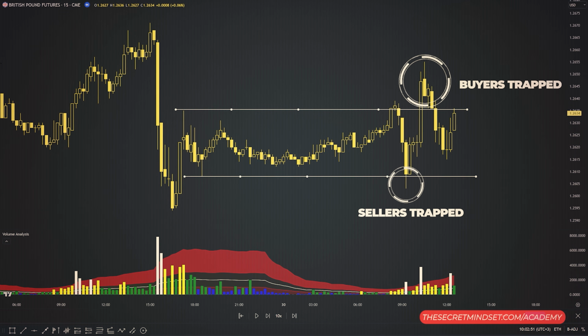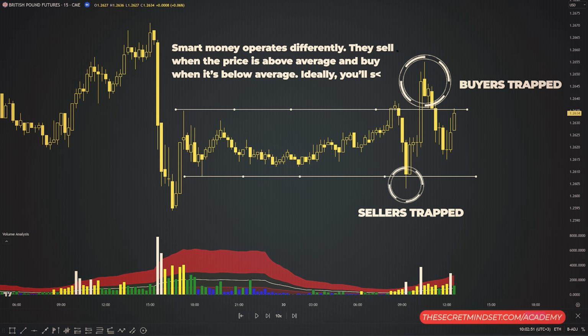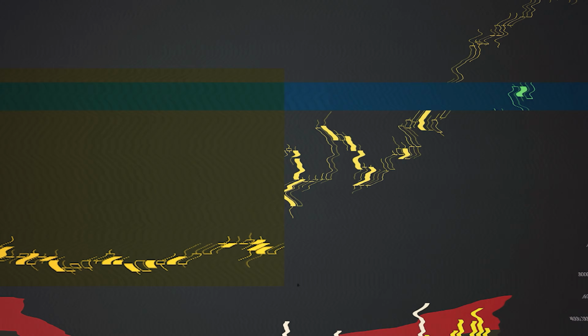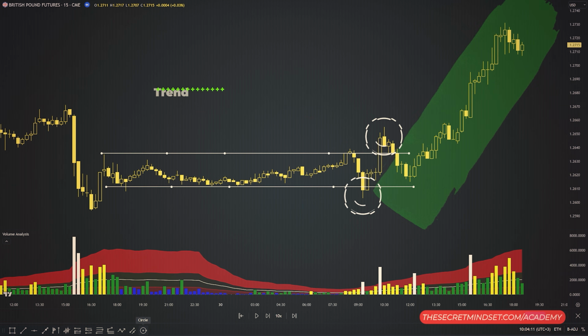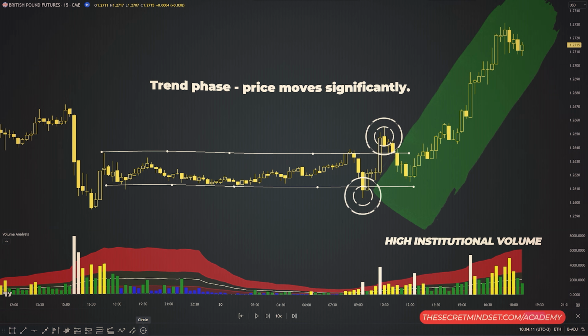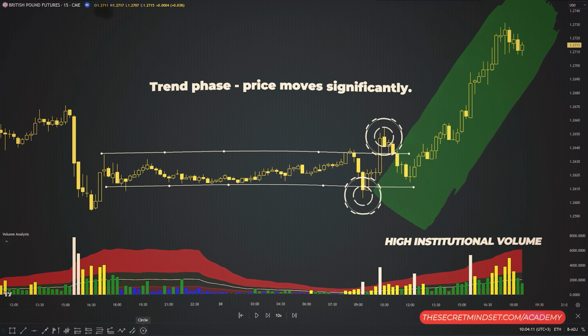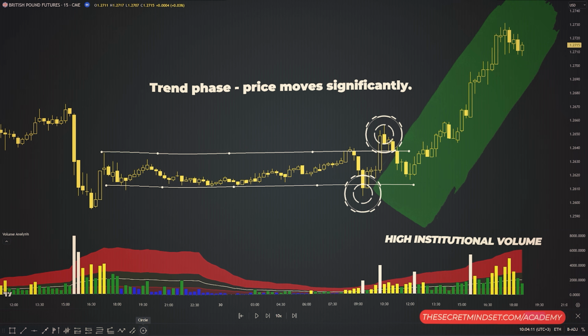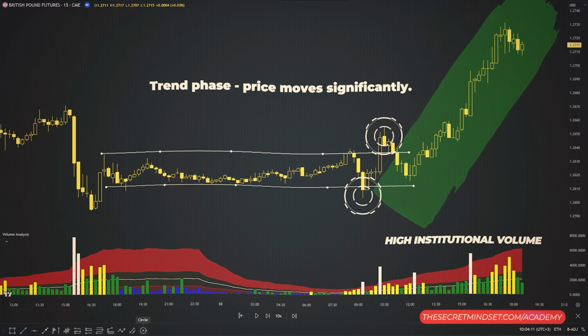However, what they fail to understand is that smart money operates differently. They sell when the price is above average and buy when it's below average. If you look at the volume at the time of the fake breakouts, you'll see that it's low. Lastly, we have the trend phase, where we see the price move significantly, and you'll notice a volume increase during this phase. You cannot control when or how these phases occur, but if you try to understand them, you can improve your trading approach and have a better grasp of the market dynamics.